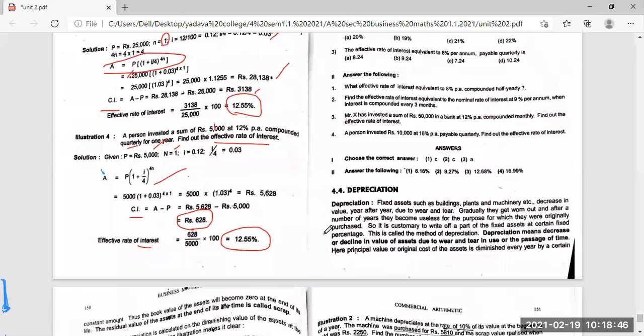So do you have any doubts, girls? Shall we move on to the next one? Any doubts? No, ma'am. Okay, shall we move on to the depreciation?